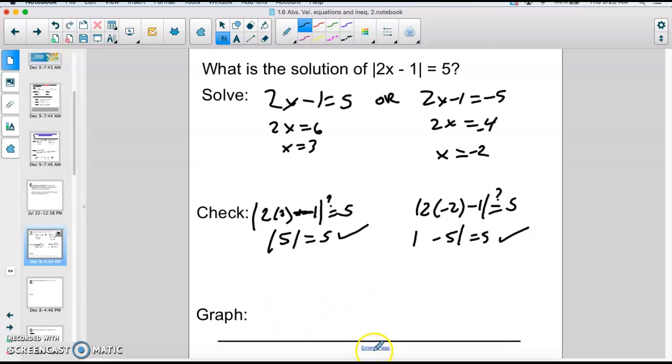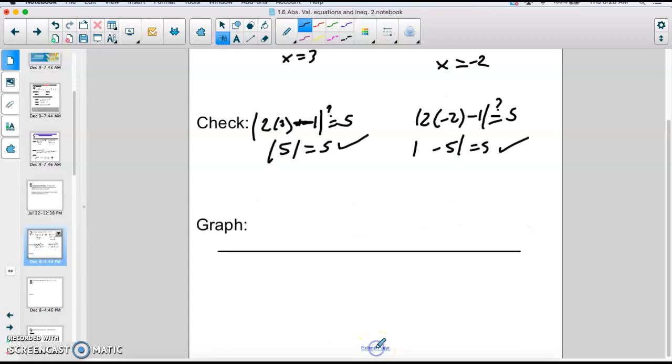So we got our answers of -2 and 3. So we'll just put 0 right here. 1, 2, 3. 1, 2. So we got a dot right here, and we got a dot right here at 3 and -2.